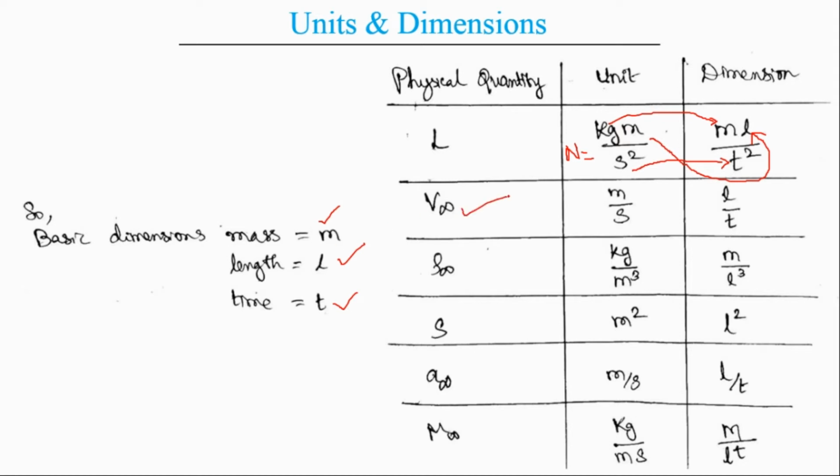Similarly, for velocity, we know that it is meter per second, that is L by t. For density, it is kg per meter cube, which is m by L cube. For area, it is in meter square. And similarly for dimension, meter, it is transferred to length L. And for a infinity, meter per second, which is nothing but the speed of sound, here L by t. Similarly, mu infinity, the viscosity coefficient, has a unit of kg per meter second, and it is similarly written as m by lt.